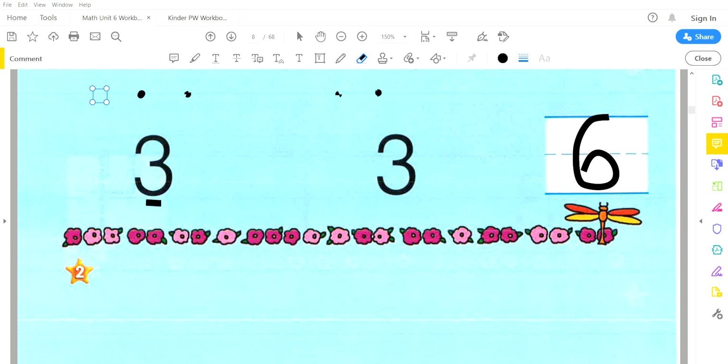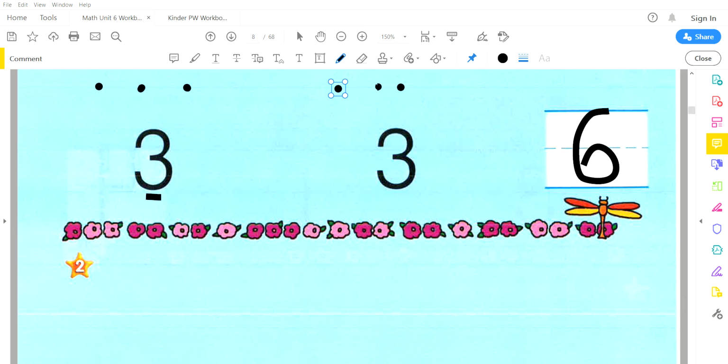I could also count them all together. Let me just add my circles back in there. They got a little bit erased. We can count them all together starting at the first one and moving on till we get to the last one. 1, 2, 3, 4, 5, 6. We arrive at the same answer whether we count on or we count all together.